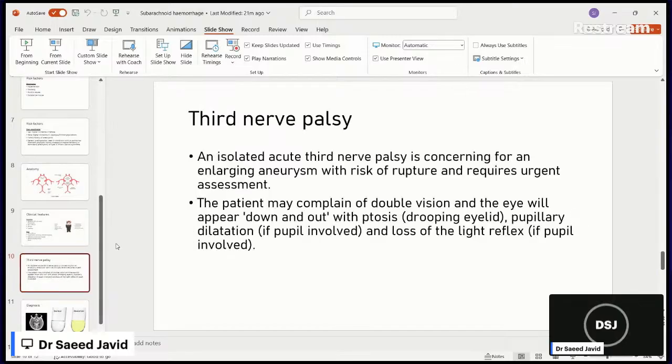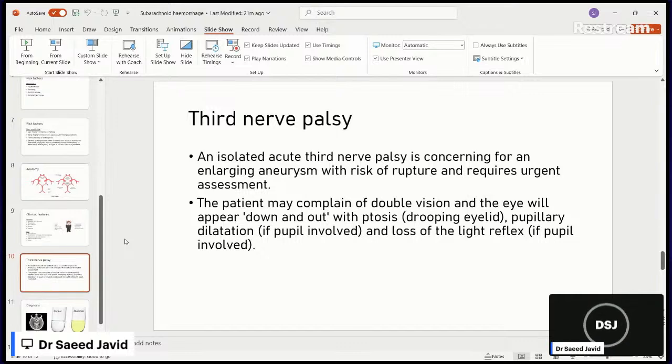Coming on to something called a third nerve palsy. So, what is the third nerve? The third nerve is the oculomotor nerve, and it has a very important motor function to the pupil, as well as the eyelid, as well as the extraocular muscles.